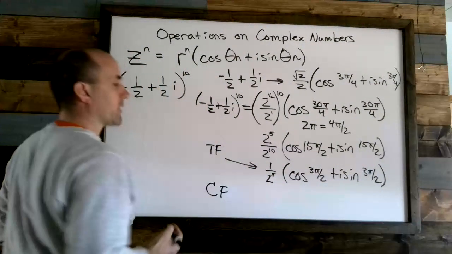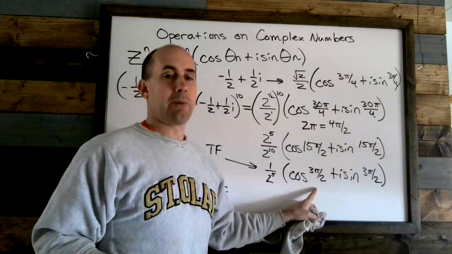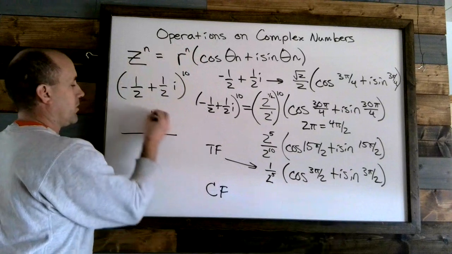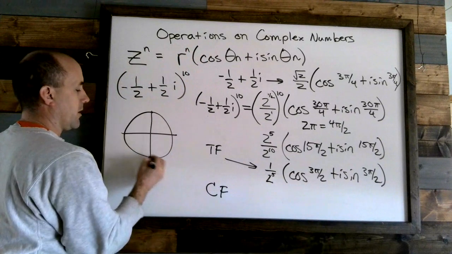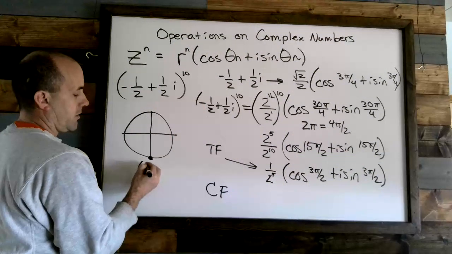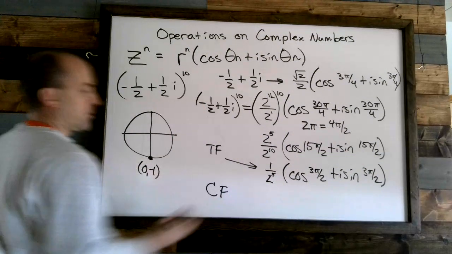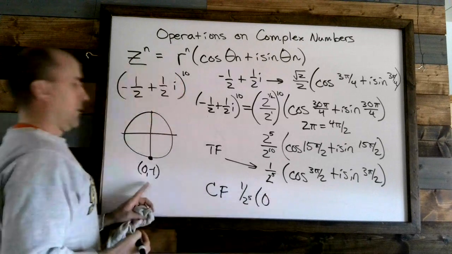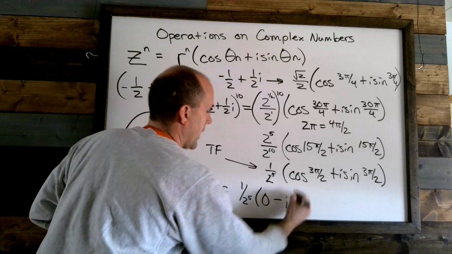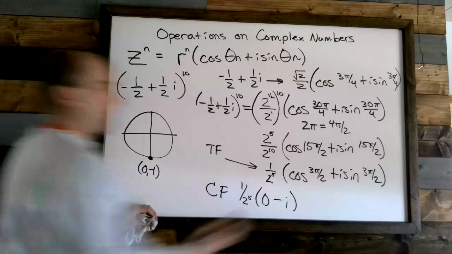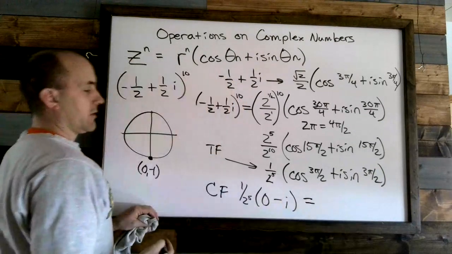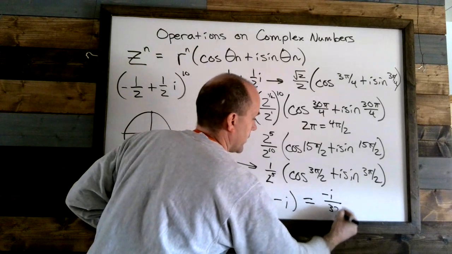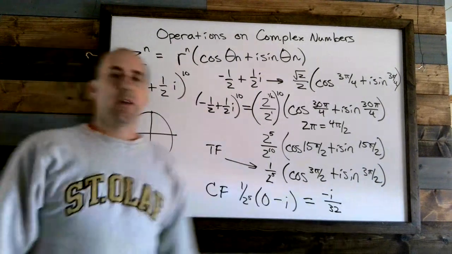If we want to do complex form, you have to figure out what cosine of 3 pi over 2 is and what sine of 3 pi over 2 is. Well, 3 pi over 2, you all know that places you right down here, and that terminal point is (0, -1). So you end up with 1 over 2 to the 5th times 0, and then minus 1i. So it turns out that this final answer is -i over 2 to the 5th, which is 32. -i over 32.